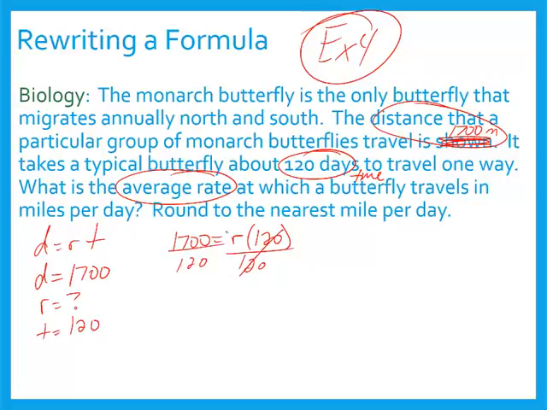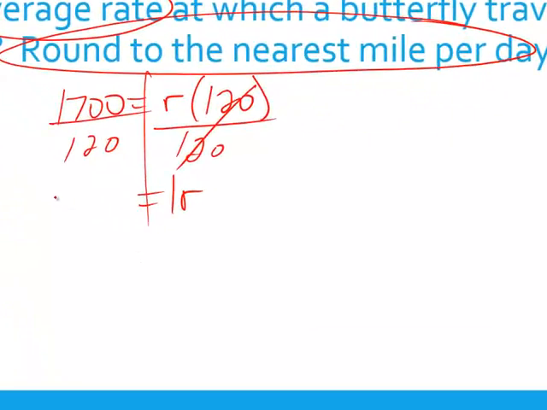So it'll divide to 1. So 1r is going to equal 14.19. Hold on, wrong question. There we go. So 14.19 equals r. But it says round to the nearest mile per day. So does 14.19 round up to 15 or round down to 14? It rounds down. So 14 miles per day.